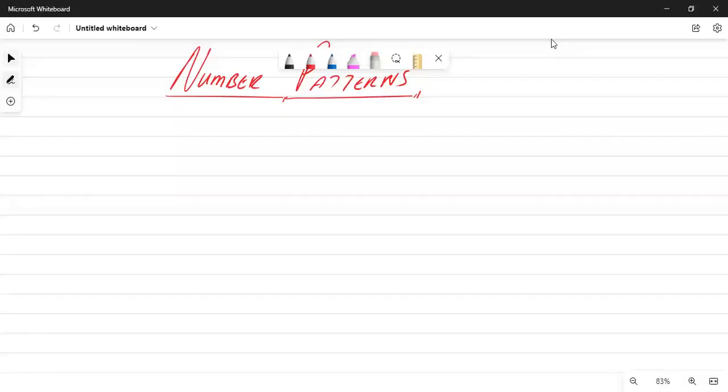For this part, what you're going to be discussing is your number patterns. In terms of number patterns for grade 11, they are going to be divided into two parts. First, you're going to have your linear patterns. We are going to be discussing your linear patterns in detail.